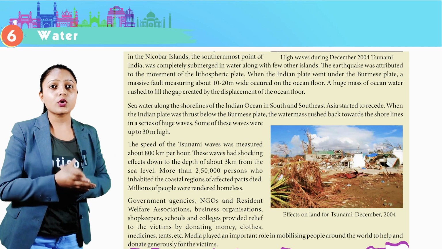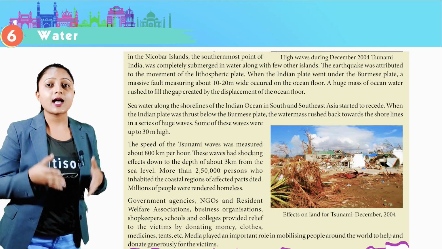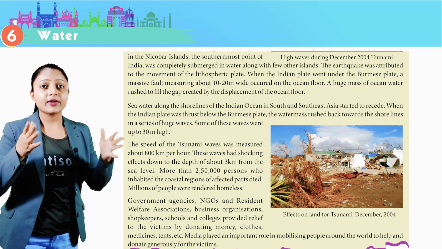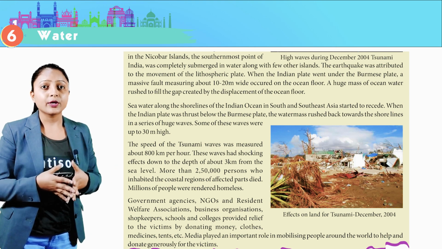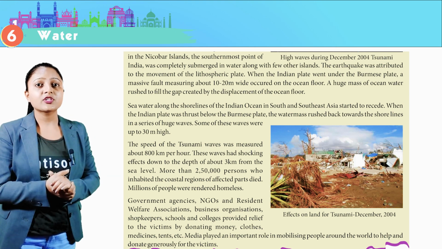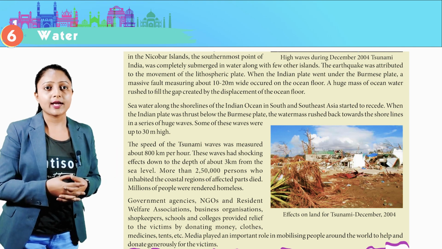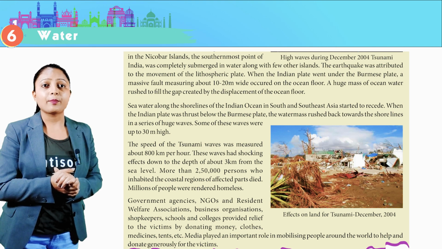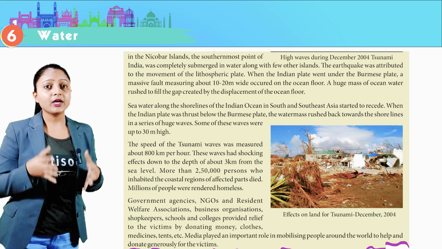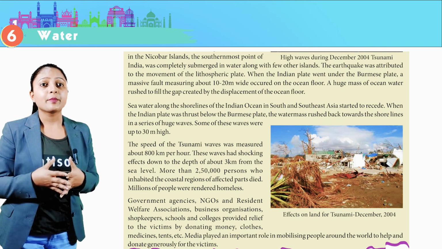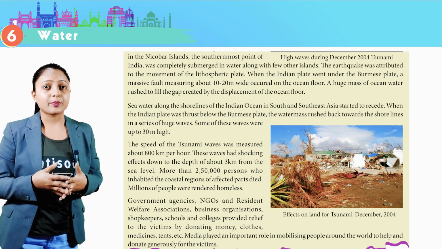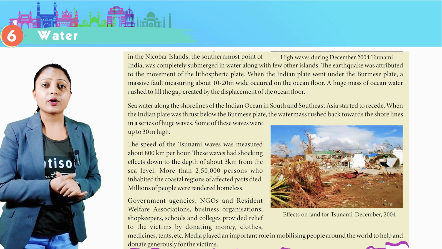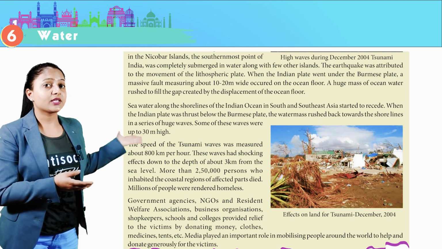Seawater along the shorelines of the Indian Ocean in South and Southeast Asia started to recede. When the Indian plate was thrust below the Burmese plate, the water mass rushed back towards the shorelines in a series of huge waves. Some of these waves were up to 30 meter high. The speed of the tsunami waves was measured about 800 km per hour. These waves had shocking effects down to the depth of about 3 km from the sea level.